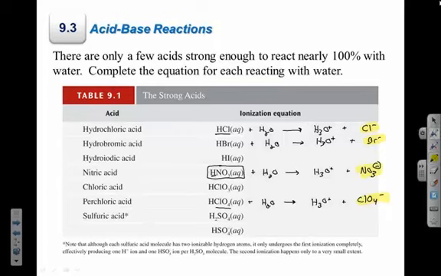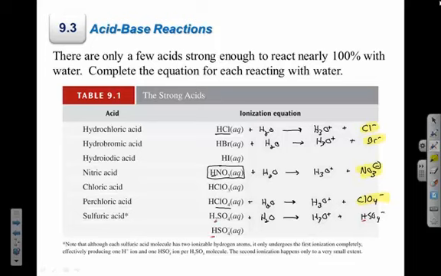Sulfuric acid is interesting because it has two hydrogens that it can donate. So if I put sulfuric acid in water, the first collision between the sulfuric acid and water is a strong acid-base reaction to produce H3O plus and HSO4 minus. So it only loses one hydrogen at a time. It still has one left.